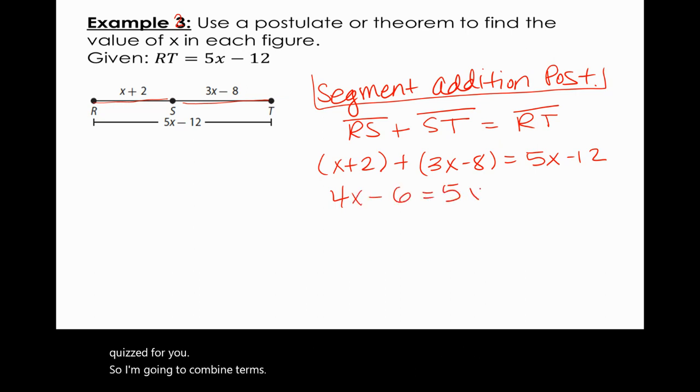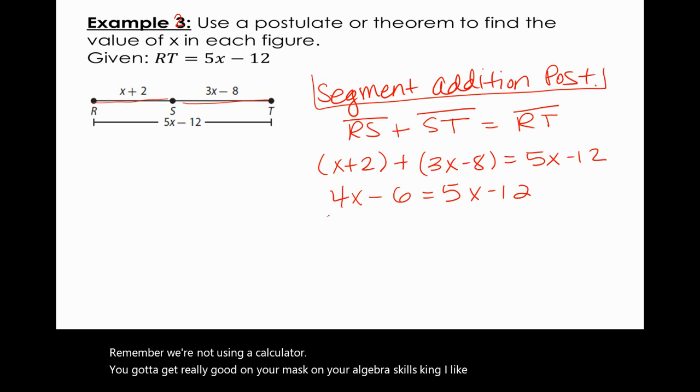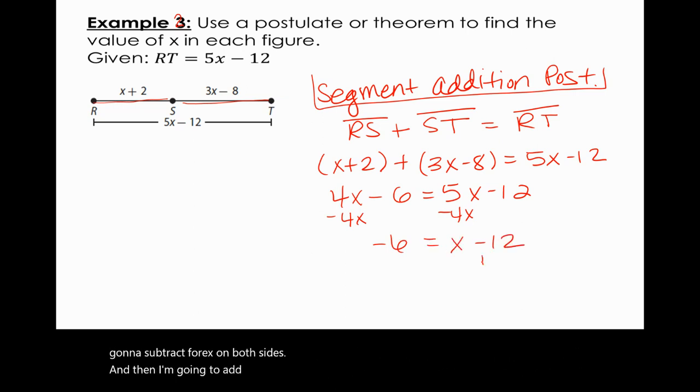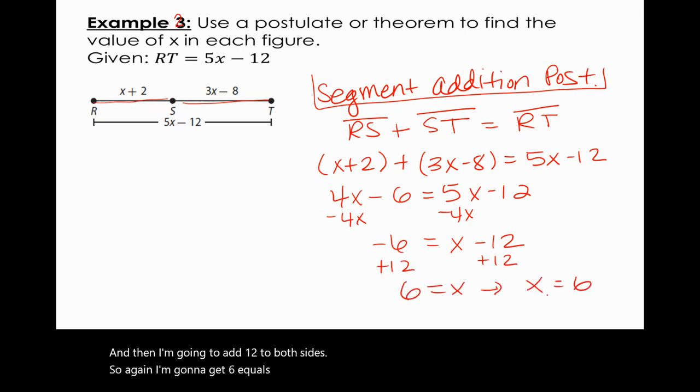Remember, we're not using a calculator. You've got to get really good on your math, on your algebra skills, okay? I like to put the x first, so I'm going to subtract 4x on both sides, and then add 12 to both sides. So again, I'm going to get 6 equals x, and by the theorem of symmetry, we have x equals 6.